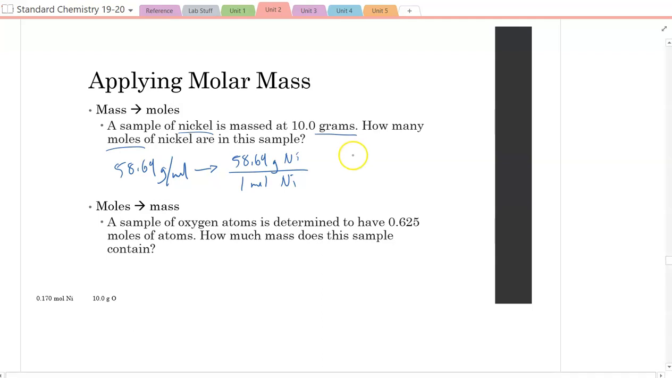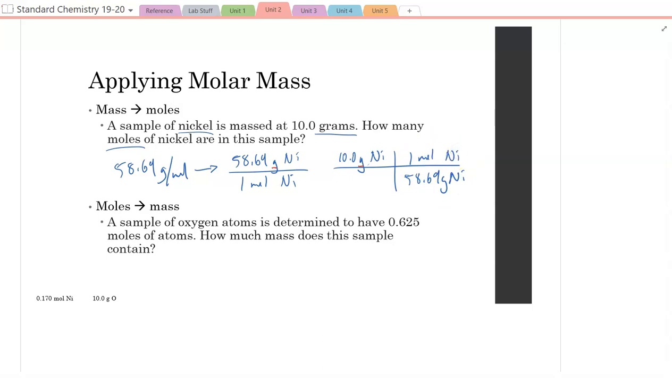So our given is 10.0 grams. I'm going to label it nickel. And then I'm going to apply the conversion factor into the spot. As you can see, grams is on top here, so I have to make grams also be on the bottom. So I have to take that conversion factor and flip it. 58.69 grams of nickel on the bottom, and on top will be 1 mole of nickel. Thinking ahead, my grams of nickel will cancel, and what I'm left with once I do the math is moles of nickel, and that's exactly what the question is asking for.